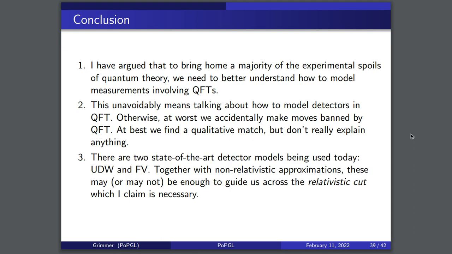There are two state-of-the-art detector models being used today, the Unruh-DeWitt detector and the Daimler detector. Together with some non-relativistic approximations, these may or may not be enough to guide us across the sort of relativistic cut that I think is necessary to really understand how we should be modeling our experiments involving quantum fields.